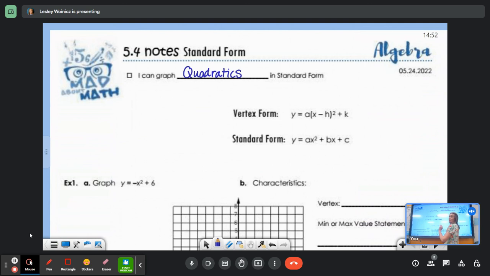Our A tells us if we have a reflection, and it tells us if we have vertical stretch or compression, and by how much. Now, notice that the A value is the same in our standard form and our vertex form. So it is the same A. Write that down.